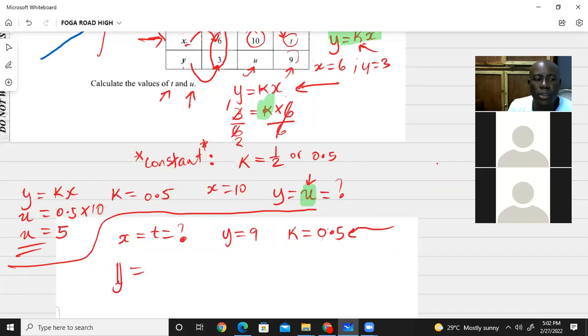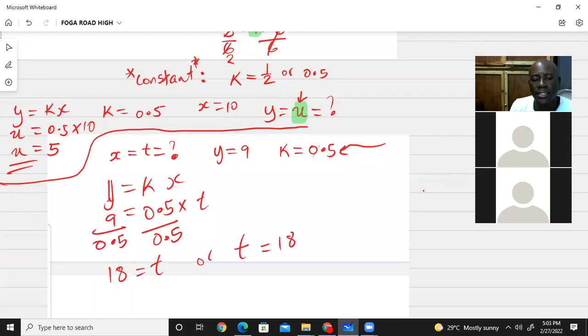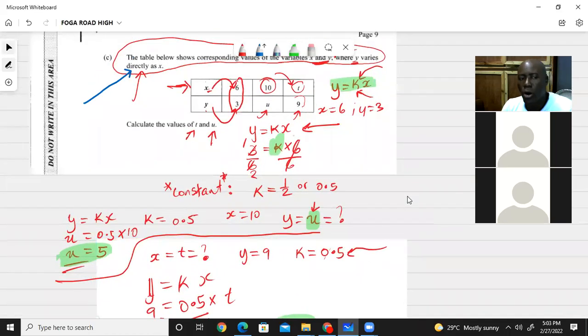Let's work this out. Y is equal to KX. Y is 9. 9 is equal to K times X, but X is what? X is called T. So that's it. Now let's divide both sides by a half. Divide this by a half, and you're going to realize that 18 is equal to T. Or some people might say T is equal to 18. So at the end of the day, we did solve what they want. U is equal to 5. T is equal to 18. And that is a variation question. We might see another one, and you're going to realize the flow is going to be the same.